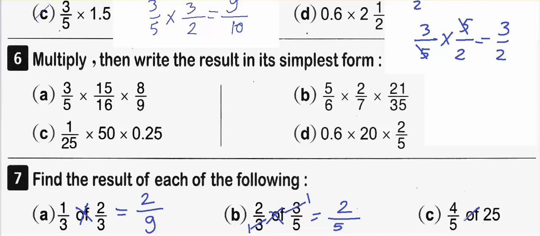4 over 5 times 25. 25 and 5, 5 divided by 5 is 1. 25 divided by 5 equals 5. 4 times 5 equals 20.